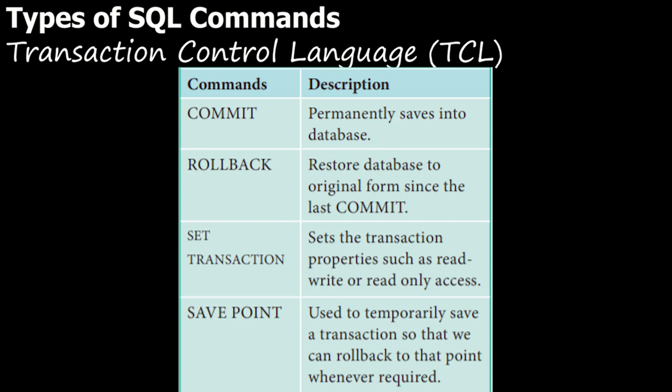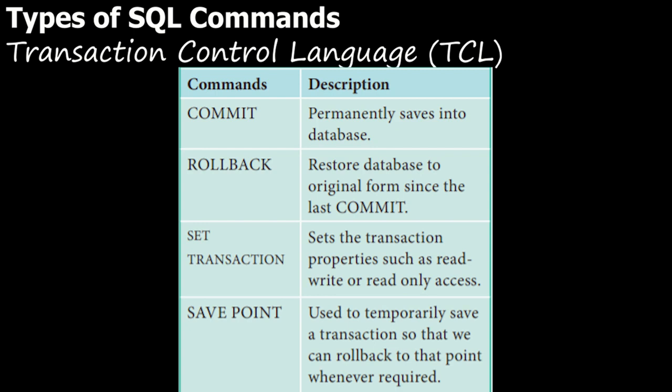Next one is rollback. Rollback means restoring the database to original. That means now we have used commit, so everything up to the last one will be a permanent save. If you want to restore the database to how it was before committing, we can bring back that same screen by using this rollback.